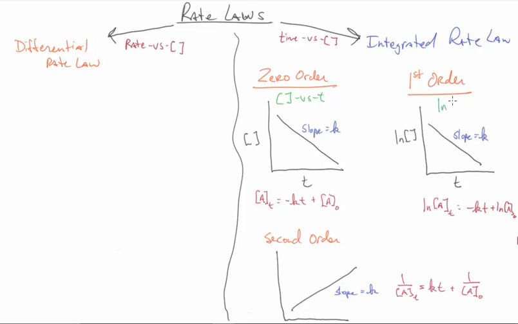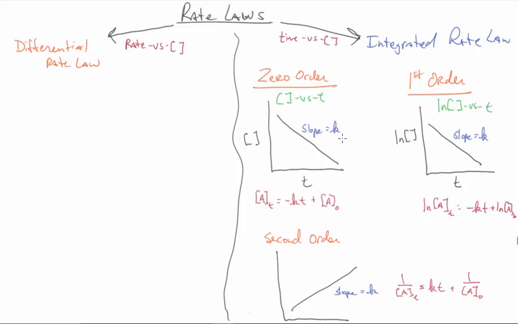This A naught, that's my initial concentration that I'm beginning with in the particular reaction. First order is natural log of concentration versus time. This one is the most common one that you'll see, right? It deals with half-life. Half-life is based on a first-order relationship. And notice again, slope is K. It's a negative line, so both 0 and first order have negative rate constant slopes.